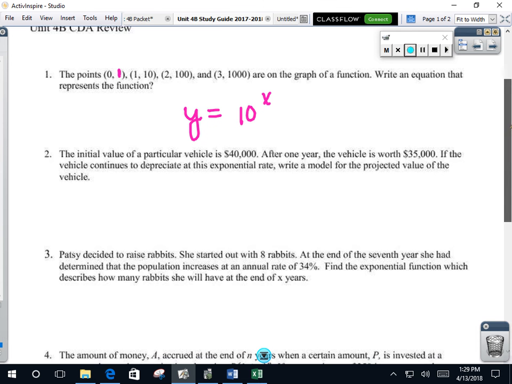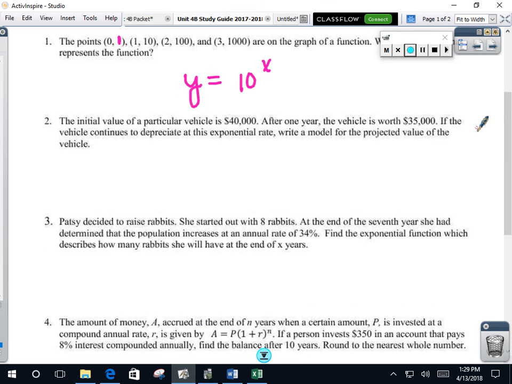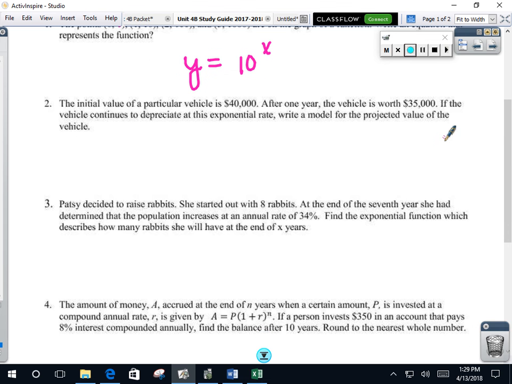Alright, number 2, I would say it's probably going to be the most difficult one on the test or the quiz for y'all, so pay attention. The initial value of a particular vehicle is $40,000. After 1 year, the vehicle is worth $35,000. If the vehicle continues to depreciate at this exponential rate, write a model for the projected value of the vehicle.